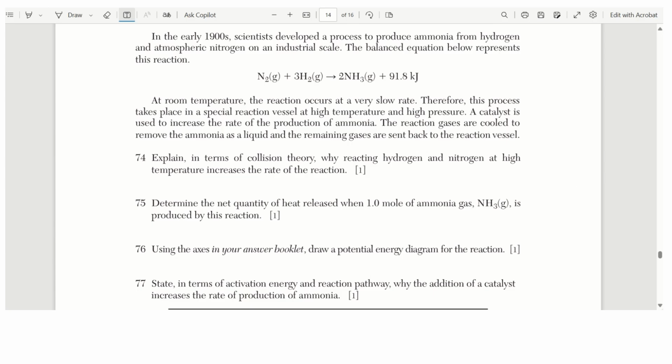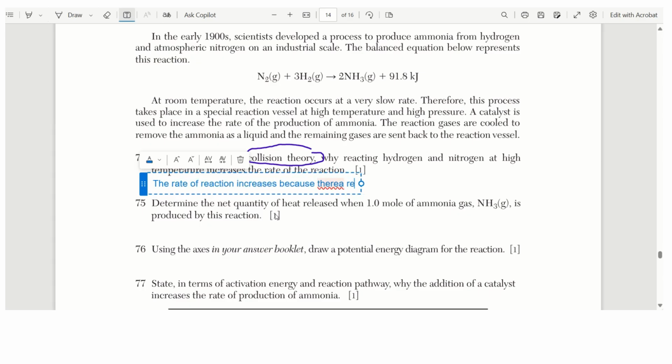We're getting so close to the end. Here we go. Explain in terms of, okay, so collision theory. So that means I got to talk about colliding, right? So explain in terms of collision theory why reacting hydrogen and nitrogen at high temperature increases the rate of the reaction. So the answer, whenever rate of reaction increases, the rate of reaction increases because there are more effective collisions. Now, I could just say more collisions, right? But more effective collisions is like the truer, right?